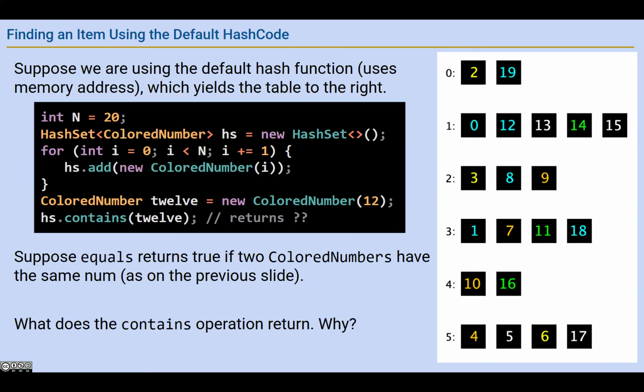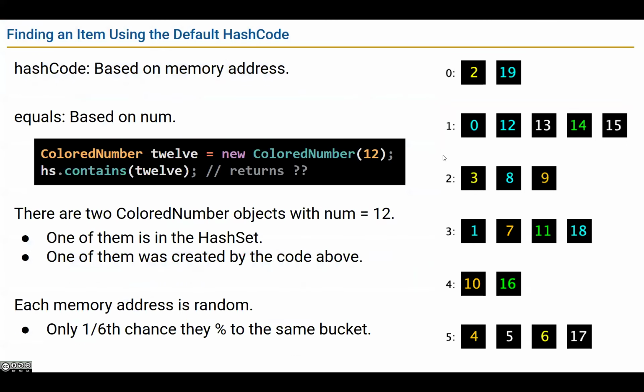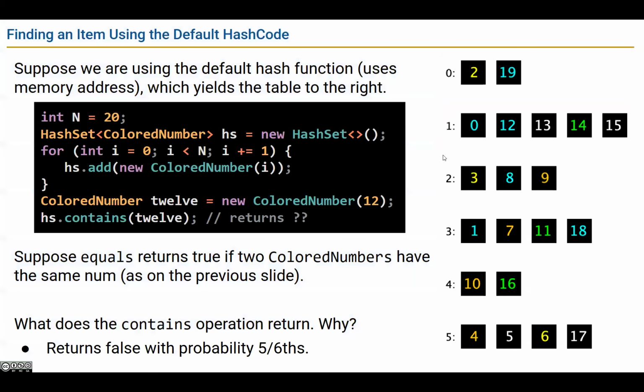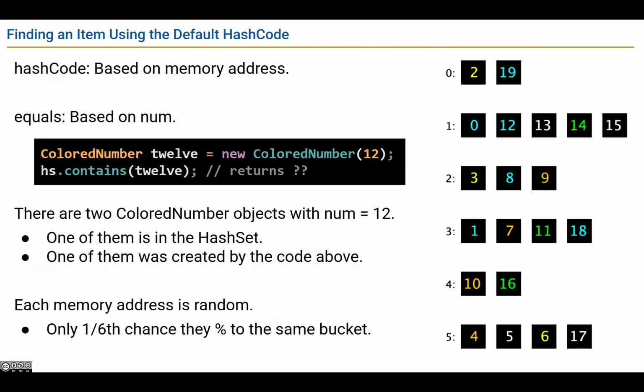There's a slight chance that you get really lucky and the 12 that you create new and the 12 that you used to have happen to be in the same bin. In that case, we'll get the right answer. We'll find the 12. But if not, then we're looking at the wrong bin every single time we're trying to put the item in. So because of this, the default hash code is not going to work nicely with this. What do we need to do to change this?